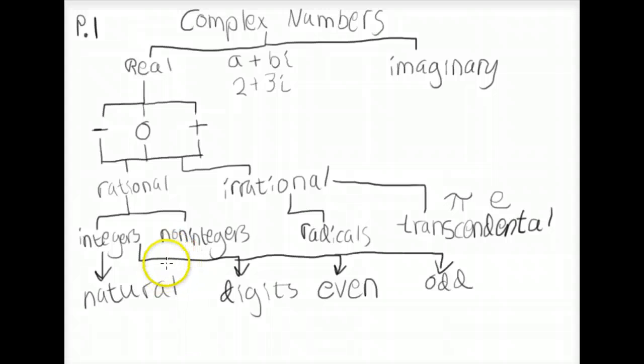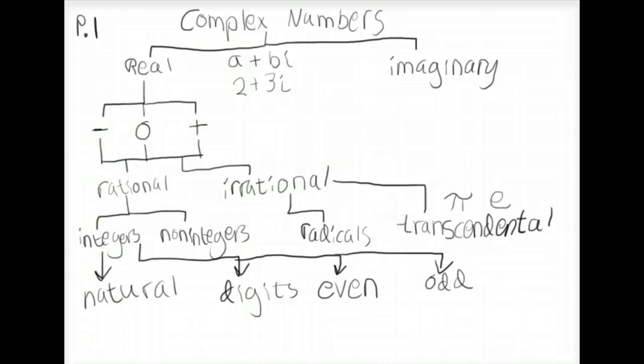The natural numbers are the counting numbers. Those are all positive integers, so 1, 2, 2000, and so on. Digits are the numbers 0 through 9. Even numbers are any number that is divisible by 2, and the odds are any number that is not divisible by 2. And this whole table you can find on page 1 of your textbook if you want to look at it further.